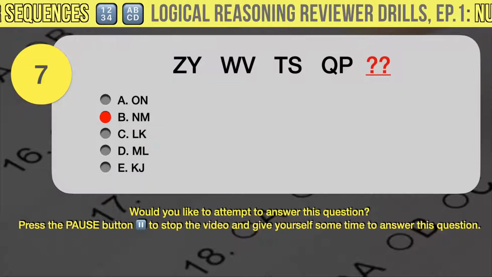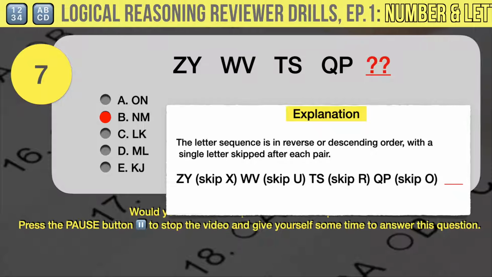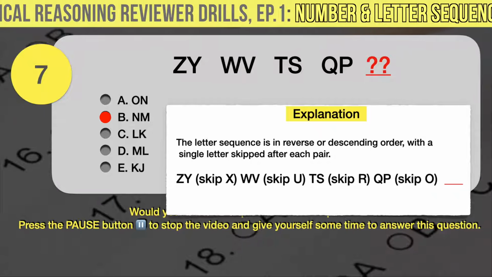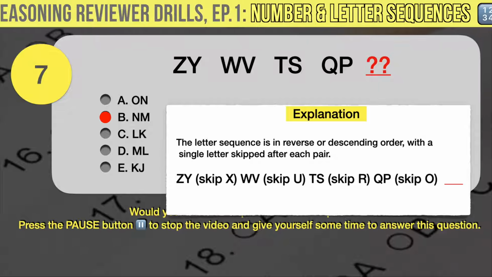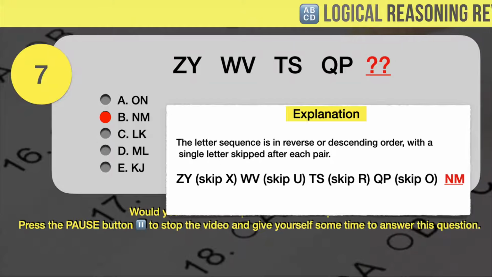This is yet another very simple letter sequence. This time, however, it is in reverse or descending order, with a single letter skipped after each pair. ZY, skip X. WV, skip U. TS, skip R. QP, skip O. Therefore, the next letter pair should be NM.